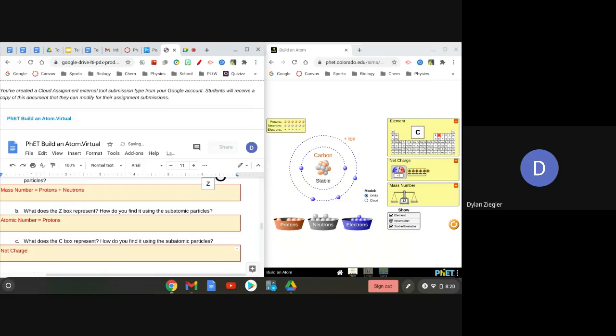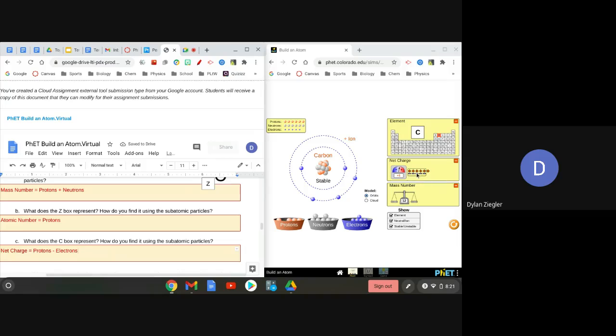So that's the net charge. How do you find it? Using subatomic particles. There are a couple of different ways, but mathematically, I think it's easiest to take the protons and subtract the electrons. It's really, which one do you have more?